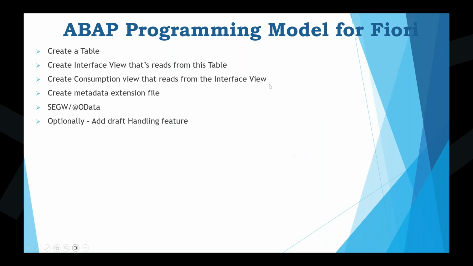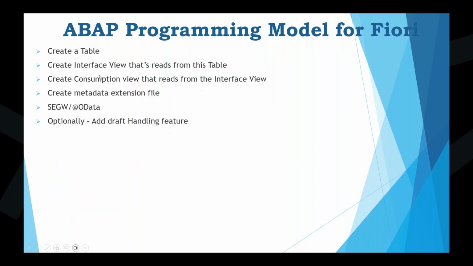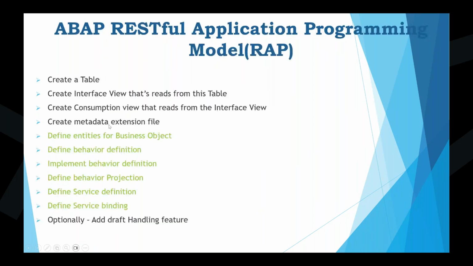In the new approach, the parts not in green color still come from the old approach: creating the table, the interface view, the consumption view, and the metadata extension files. That is the old approach. In the new approach, called RAP, we define the entity for the business object and create a behavior definition. As I just said, all the determinations, validations, and CRUD operations will be defined in the behavior definition. Then we write the implementation, the ABAP code.